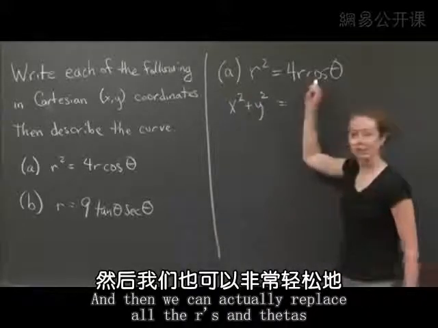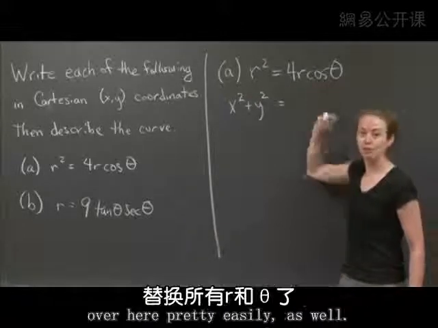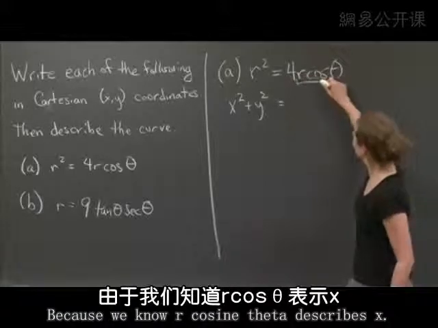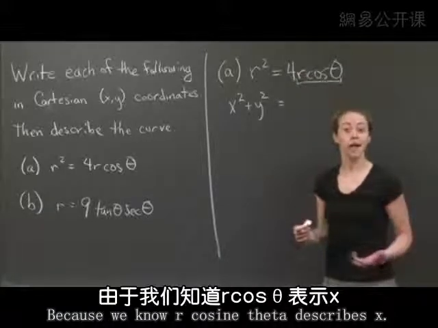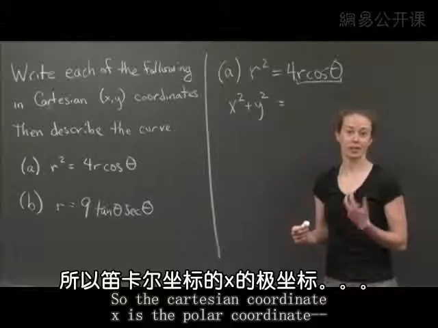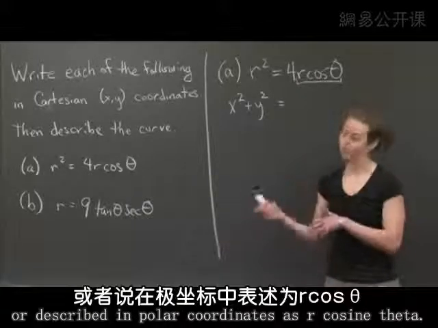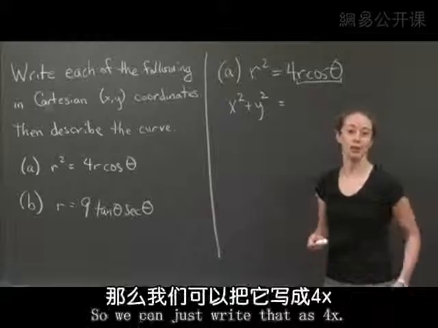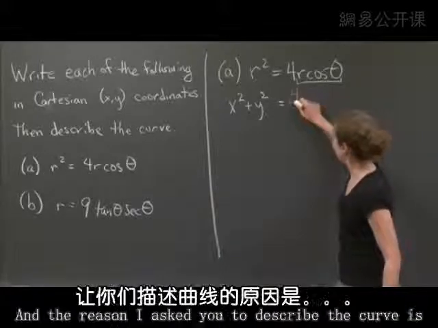And then we can actually replace all the r's and thetas over here pretty easily as well, because we know r cosine theta describes x. So the Cartesian coordinate x is described in polar coordinates as r cosine theta. So we can just write that as 4x.